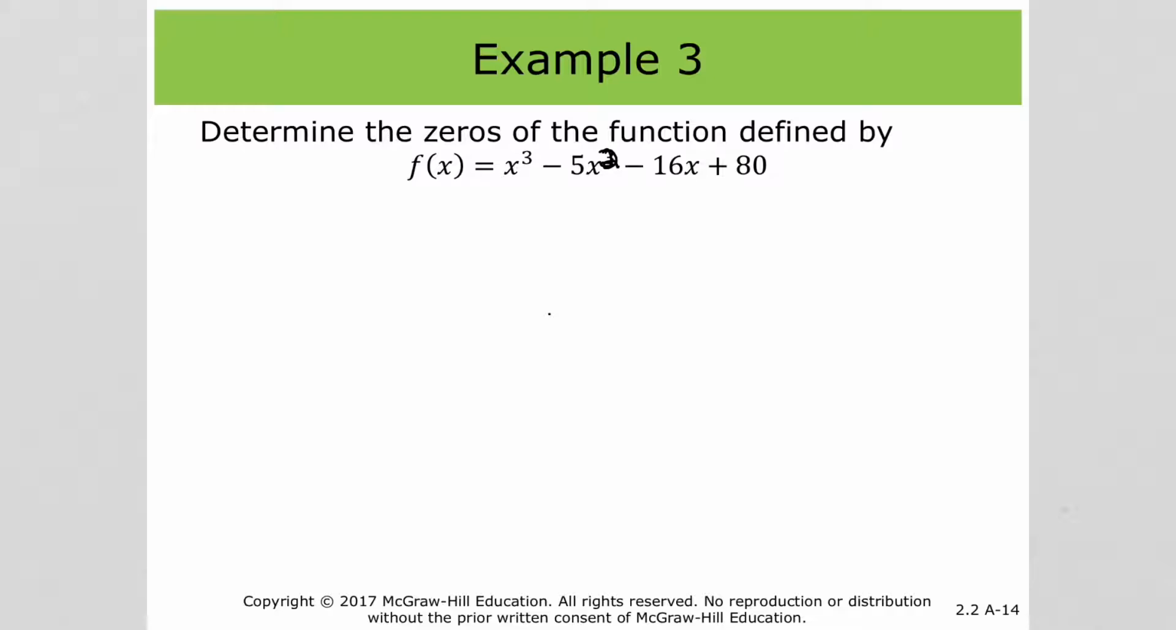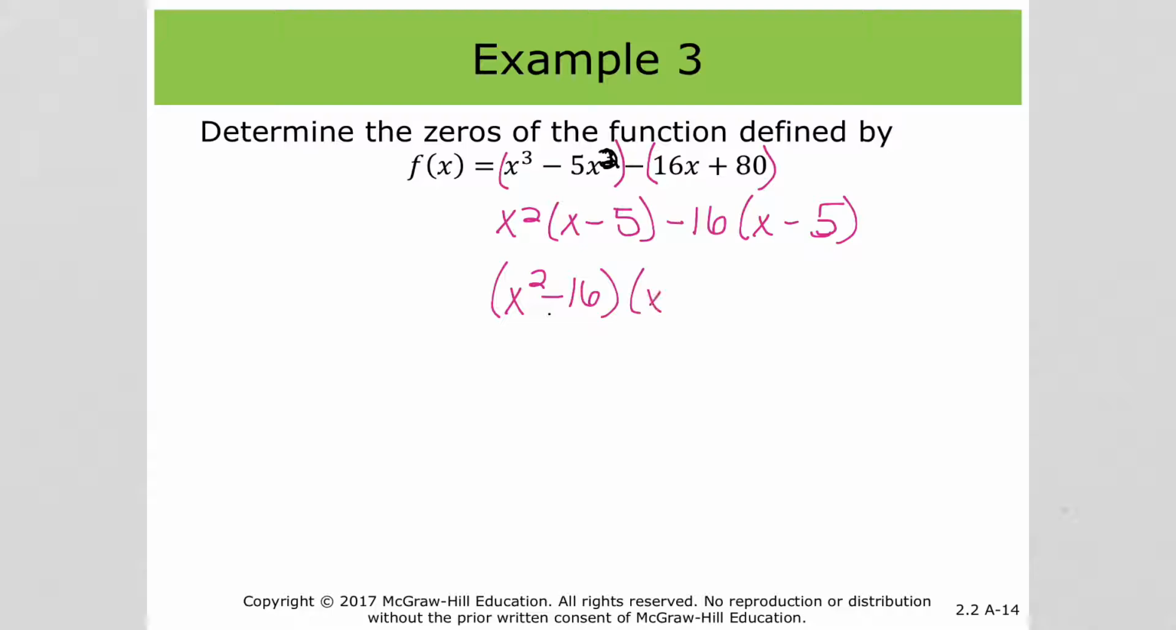And luckily, we can factor this one pretty easily, even though it's x cubed, because we can factor it by grouping. So, this is a nice case here. The first part, we can factor out an x squared, and we're left with x minus 5. And the second part, we can factor out a negative 16, and we're left with x minus 5. And so that would give us factored x squared minus 16 times x minus 5.